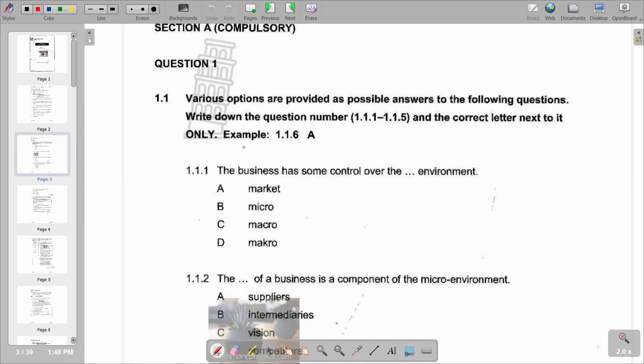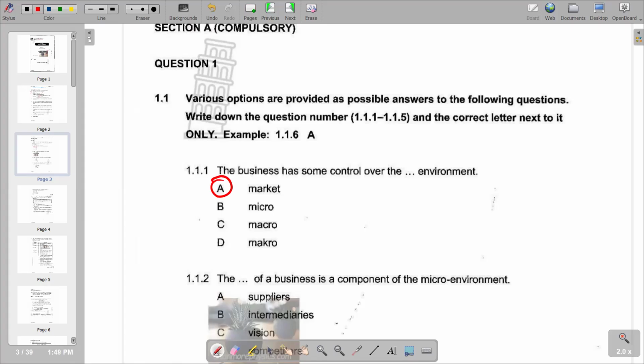So going to the first question, the business has some control over the dash environment. So we've got different options that we have there, which is a market, a micro, macro, and macro. So obviously, according to the given answers, we have the market environment is the one that the business has some control over, but obviously the control is going to be limited. So we have market as the correct response.